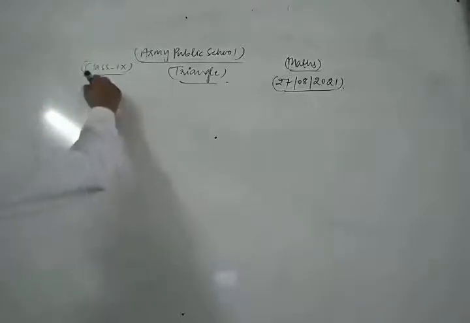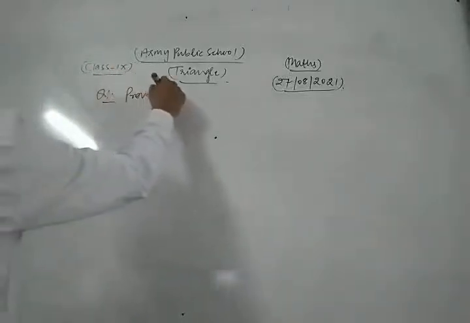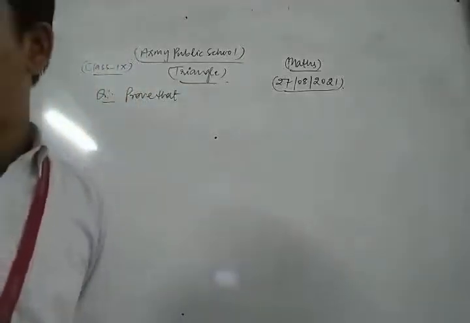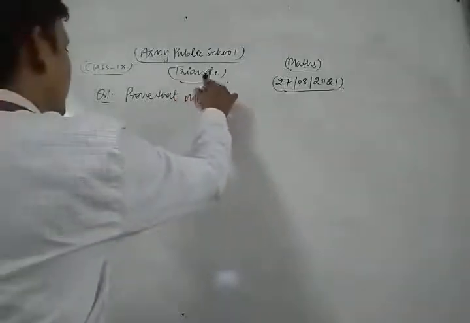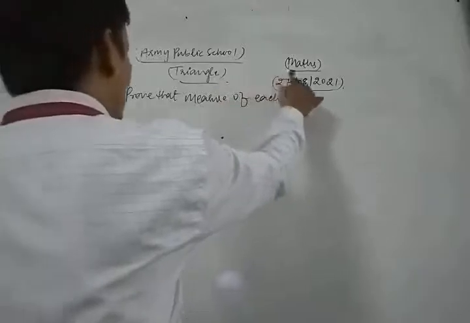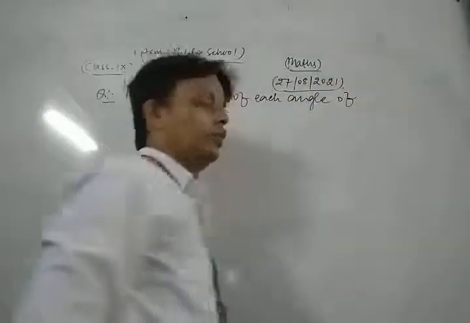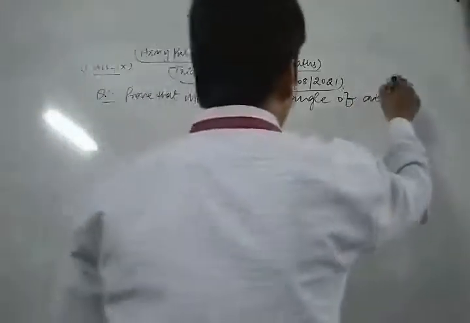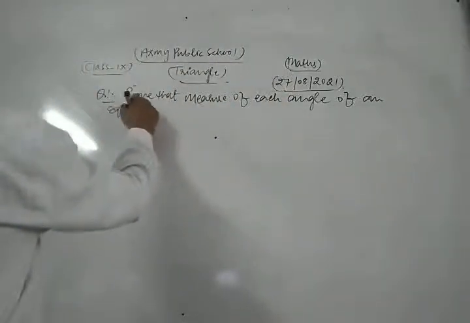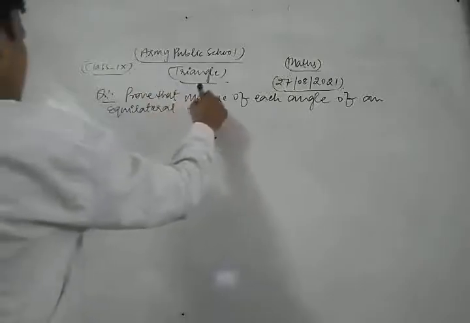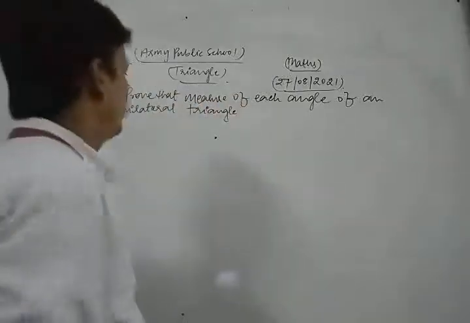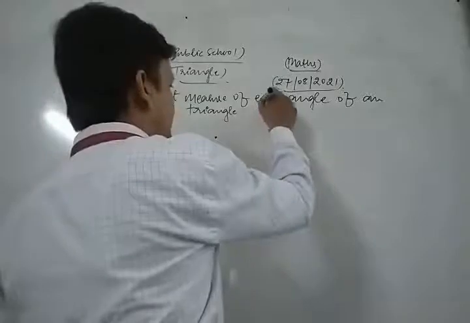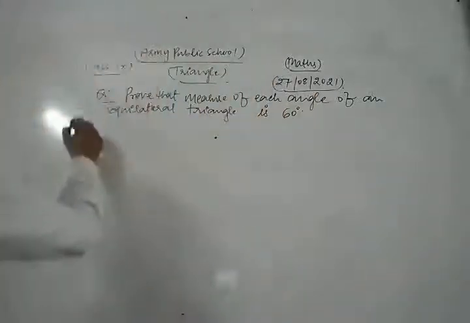Prove that, we take the first question. Prove that the measure of each angle of an equilateral triangle is 60 degrees. Now let's see its solution.